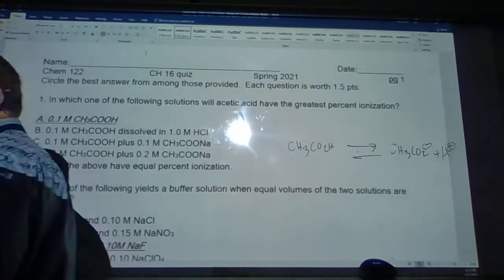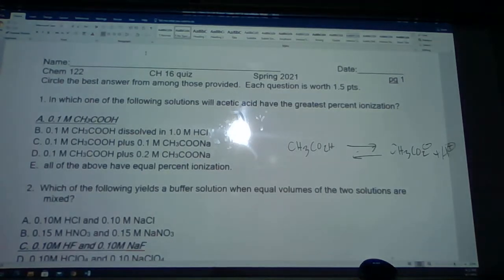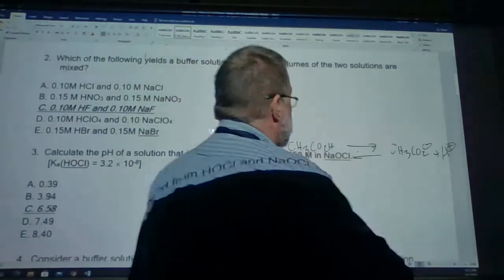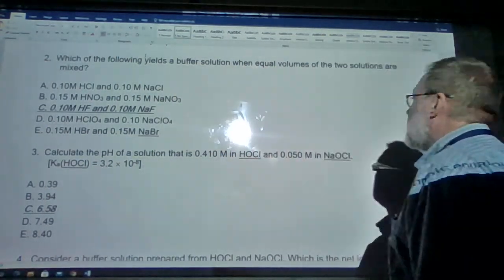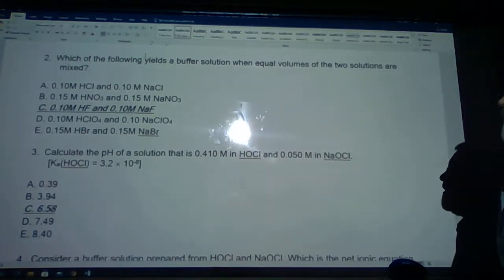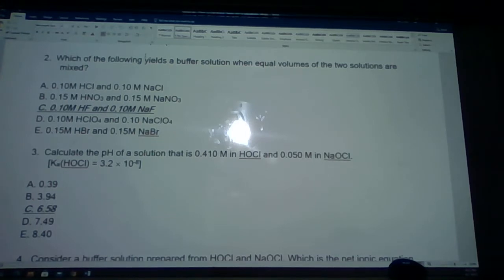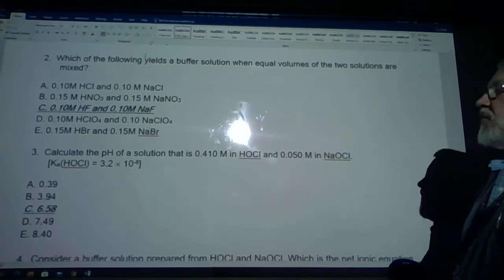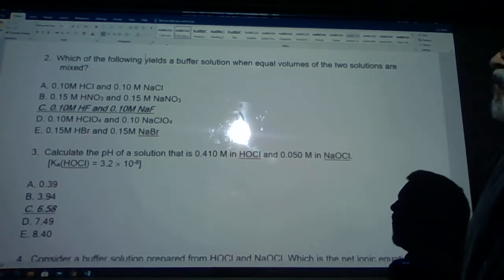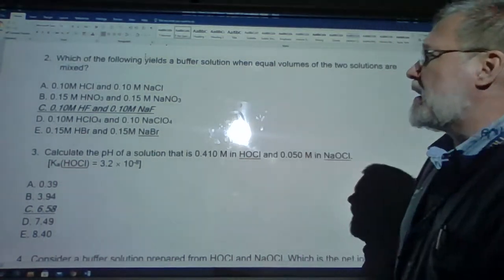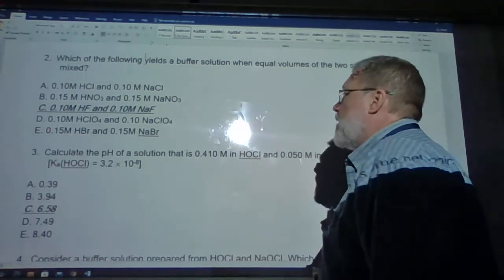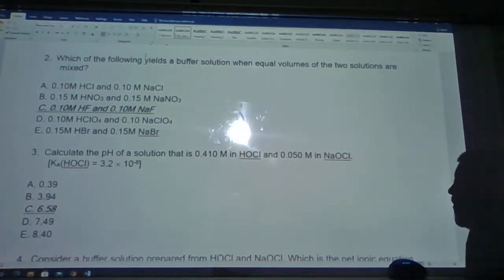Number 2. Which of these mixtures forms a buffer solution when two of them are mixed together? A, 0.1 molar HCl and 0.1 molar sodium chloride. B, 0.15 molar nitric acid and 0.15 molar sodium nitrate. D, 0.1 molar HClO4 and 0.1 molar NaClO4. Or E, 0.15 molar HBr and 0.15 molar sodium bromide.